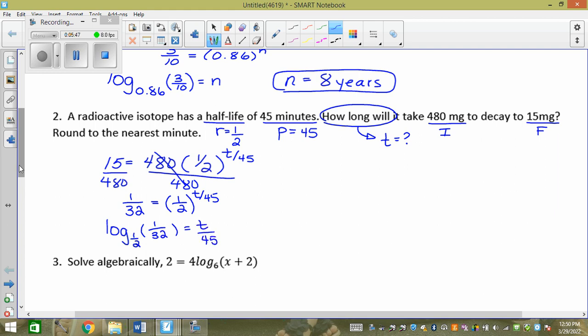And how do I get the t by itself? Times by the 45. So I'm going to get 45 log 0.5, or 1/2, and I get 225. 225 what? Minutes. Because whatever p is in, t is in, whatever t is in, p is in. They're the same units. So it's going to take 225 minutes for the radioactive isotope to go from 480 milligrams to decay to 15. Right?